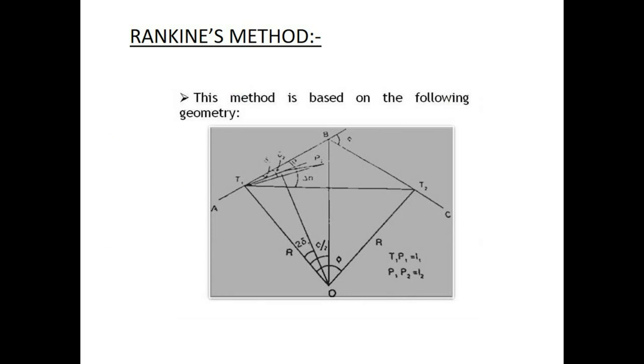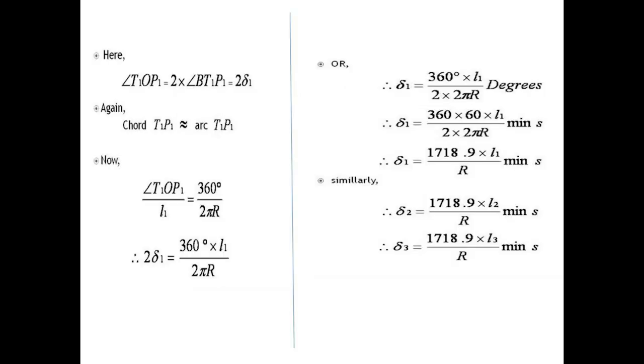In this method, the curve is set out by using tangential angles or deflection angles with the help of a theodolite and a chain or a tape. The derivation of the formula for calculating deflection angle is as follows. From the figure, we can write angle T1 O P1 equal to 2 times angle B T1 P1, which is equal to 2 delta 1. But we know that chord T1 P1 is similar to arc T1 P1, so the distances will be roughly similar. So we can write the expression angle T1 O P1 by l1 equal to 360 by 2 pi r.